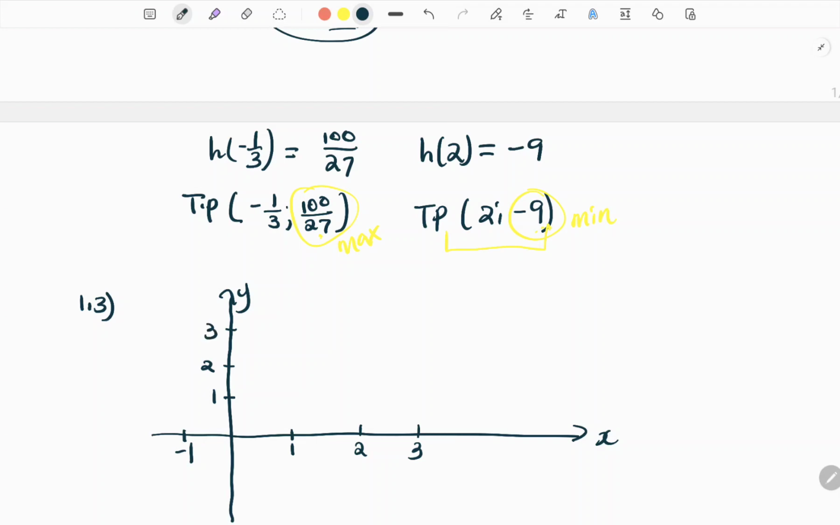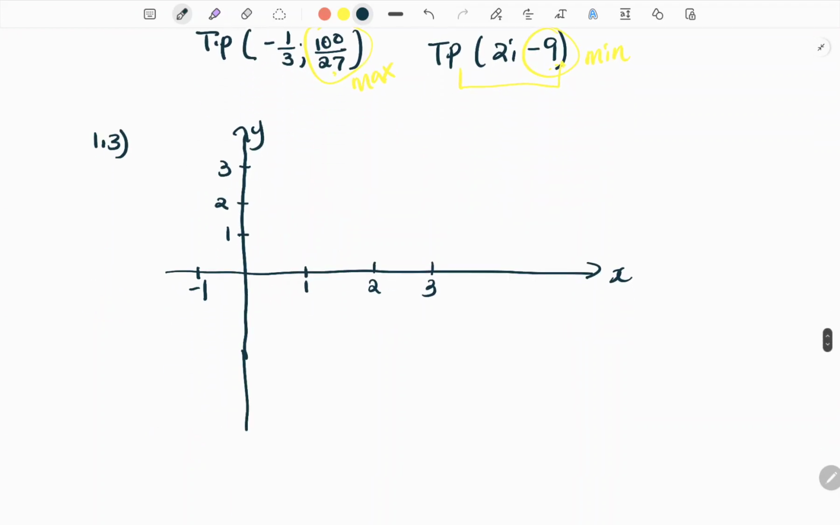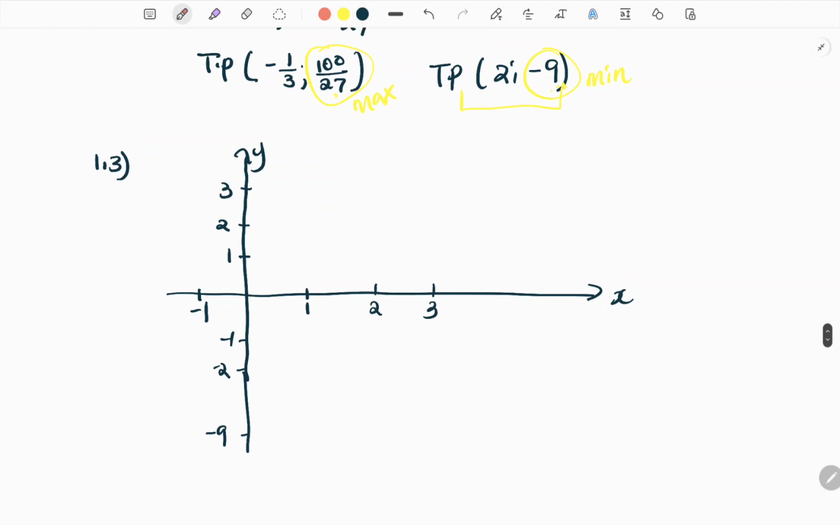Okay. Then I'm going to have negative 1, negative 2. I have negative 9. You just have to estimate. Then you start by plotting your x is 1. 1 over 2 is between 0 and 1, and then also 3.